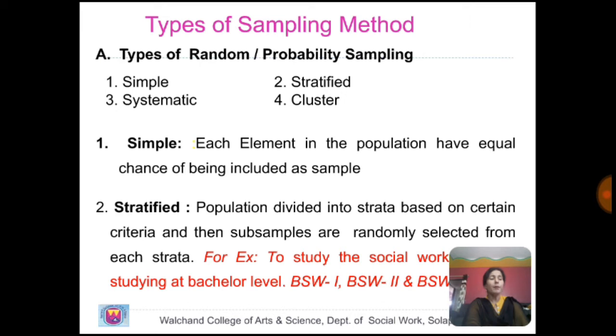In stratified, the population is divided into 2 or more groups called strata according to some criteria such as geographical location, grade level, age or income, and subsamples are randomly selected from each stratum of the population. For instance, if you want to study the social work students studying at bachelor level, then an equal number of students will be selected from each class, that is strata, that is from BSW part 1, part 2 and part 3, which forms the sample.